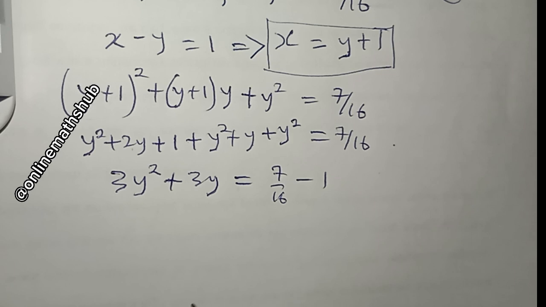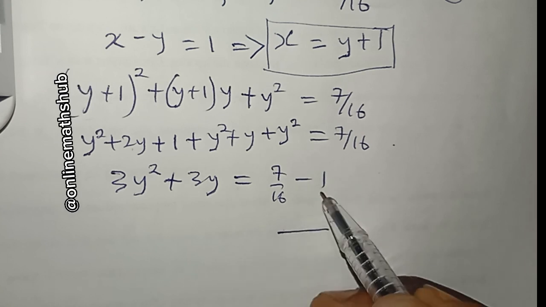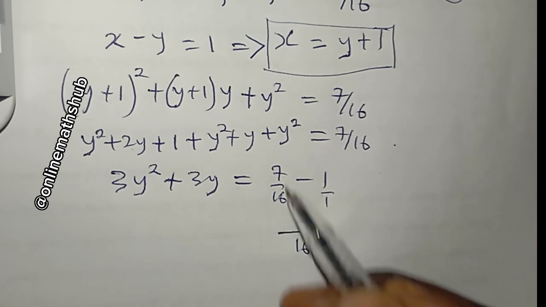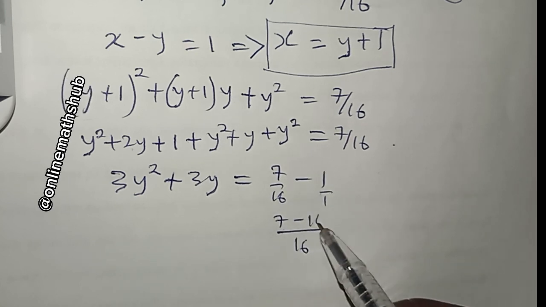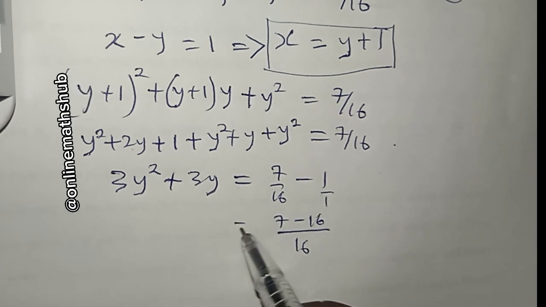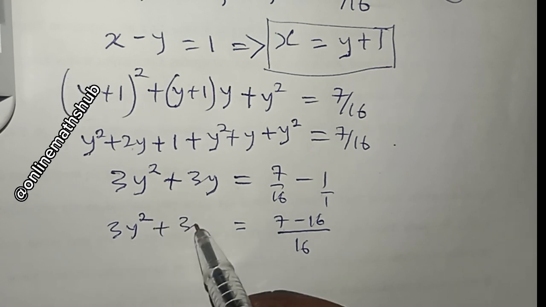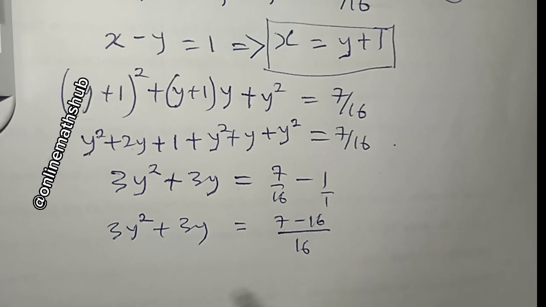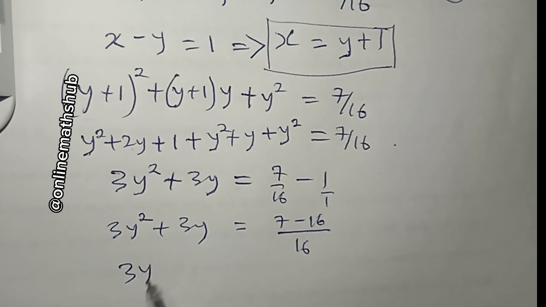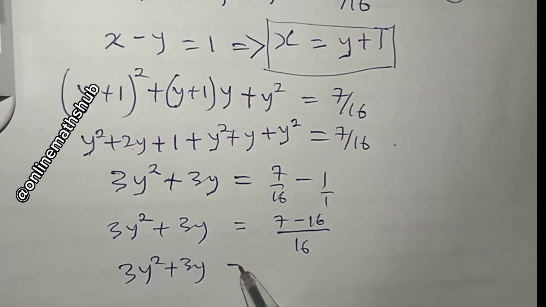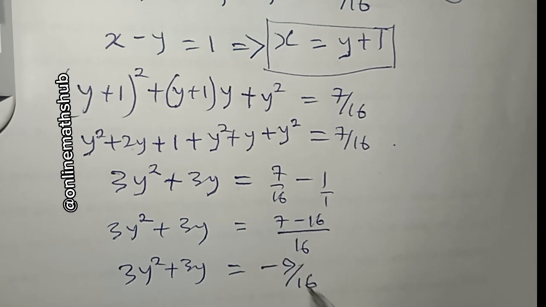Okay, so moving on, if I simplify this right hand side, the LCM here of course is 16. 16 divided by 16 is 1, 1 times 7 is 7 over 16, and then minus 16 over here. And of course the left side is 3y squared plus 3y. Then moving forward, 3y squared plus 3y is equal to, if you simplify this, minus 9 divided by 16.